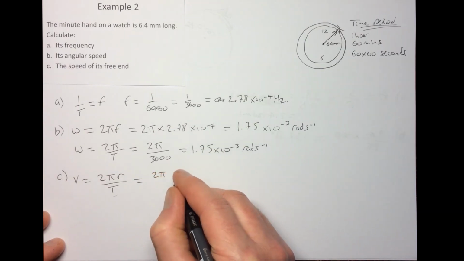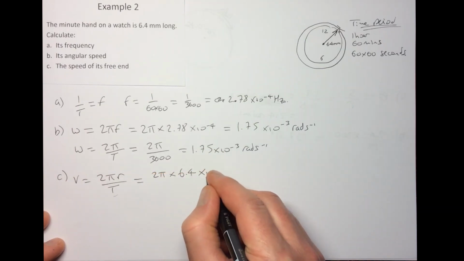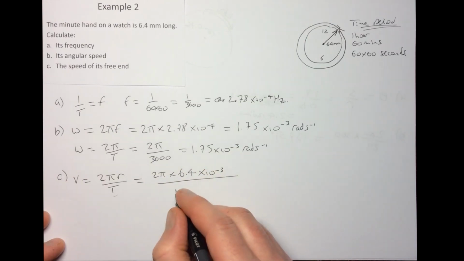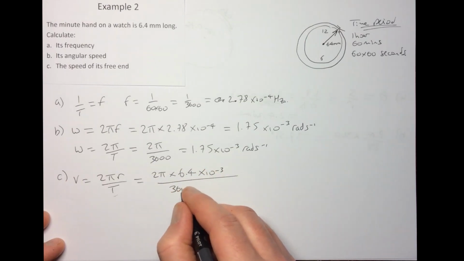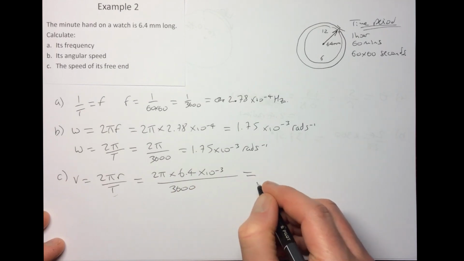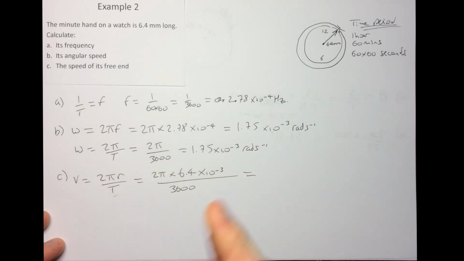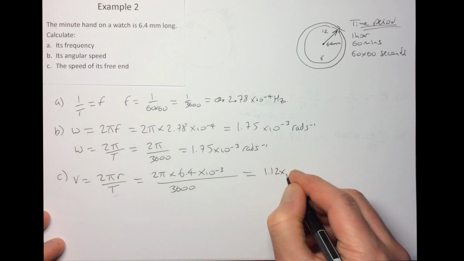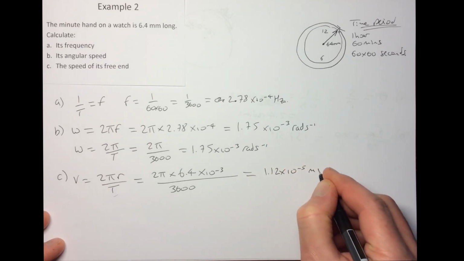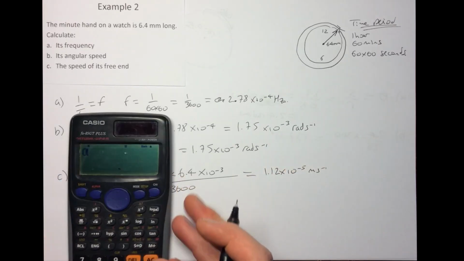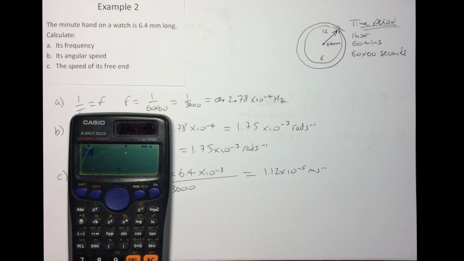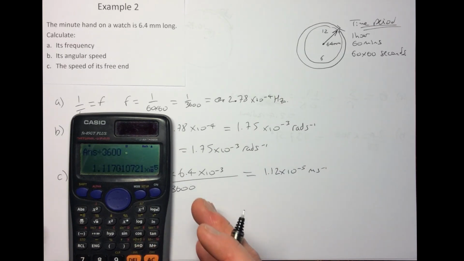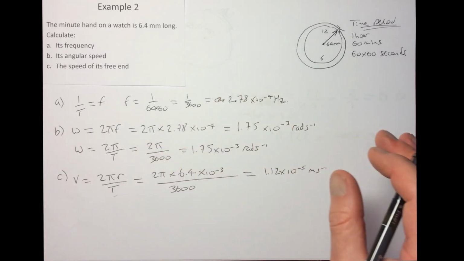So it's going to be 2 pi multiplied by 6.4 times 10 to the minus 3 divided by, remember the time period is in seconds, we want it in seconds. And that's going to give us 1.12 times 10 to the minus 5 meters per second, I believe. Let's just double check that. So 2 pi times 6.4 times 10 to the minus 3 divided by 3,600. So yeah, 1.12 times 10 to the minus 5 meters per second. So that's example 2.